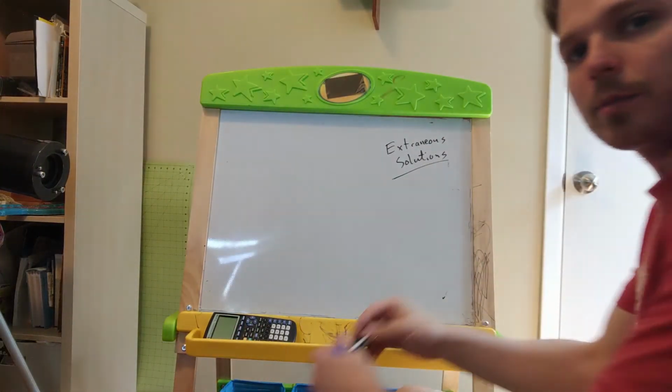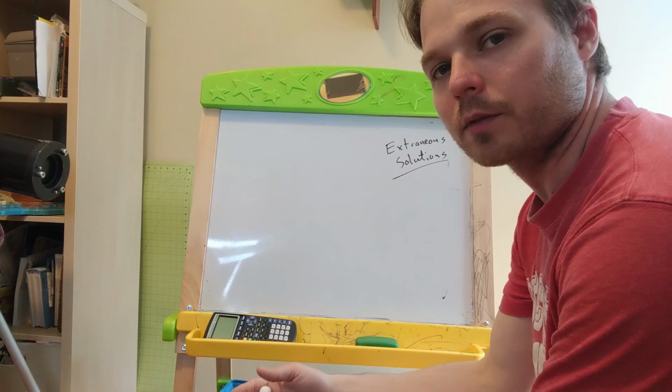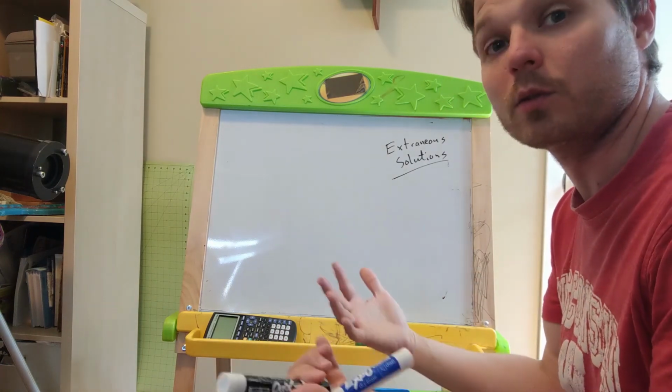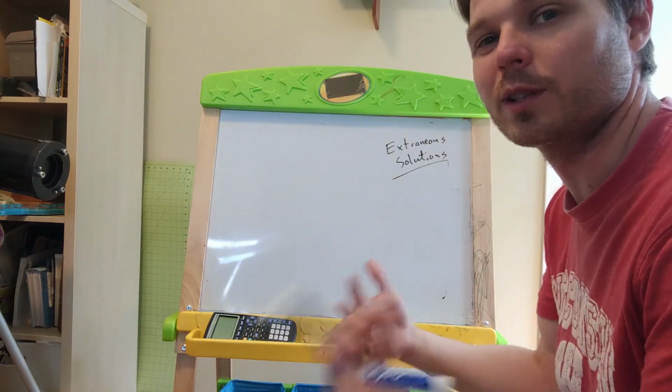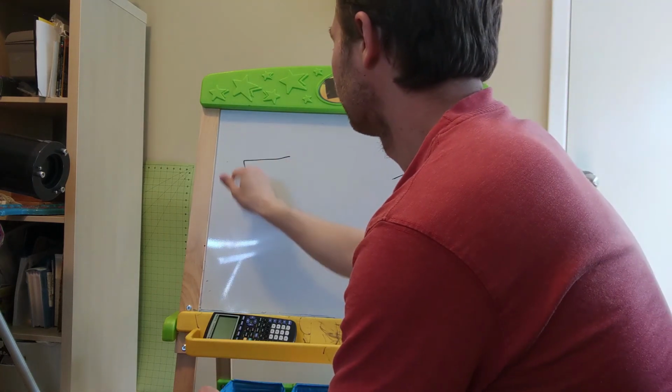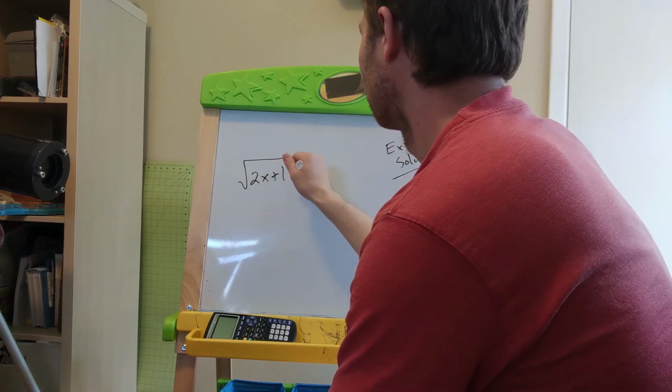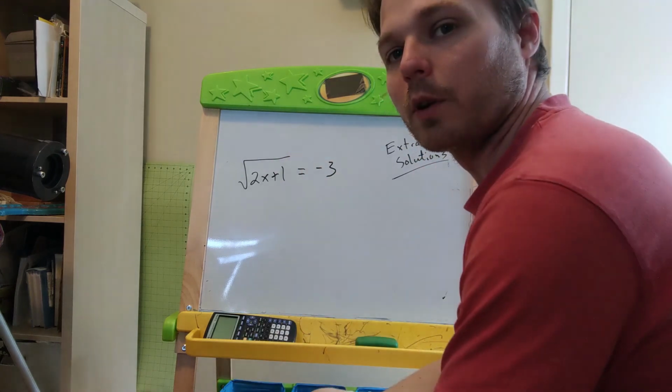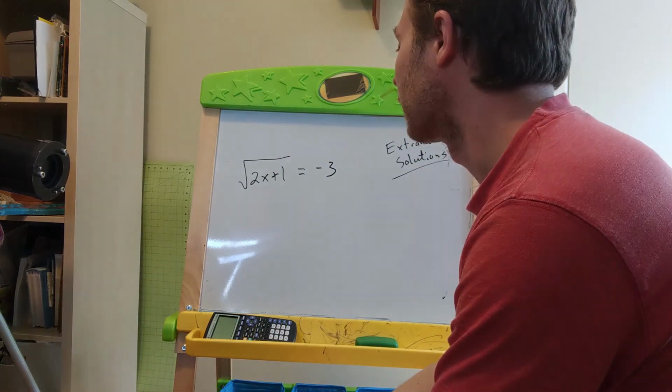The reason this happens is because if you go around squaring sides of an equation, you could possibly take things that used to be negative and make them positive, which will give you a false answer. So for example, if you had something like this, the square root of 2x plus 1 is equal to -3.